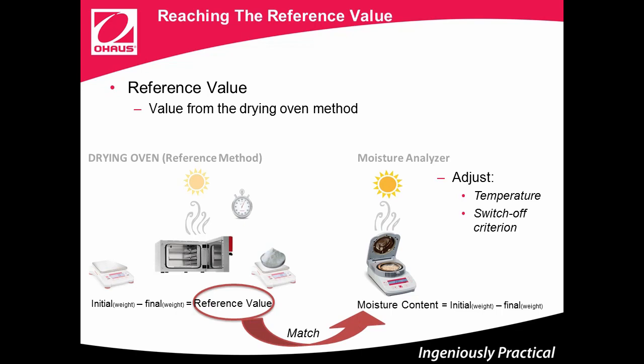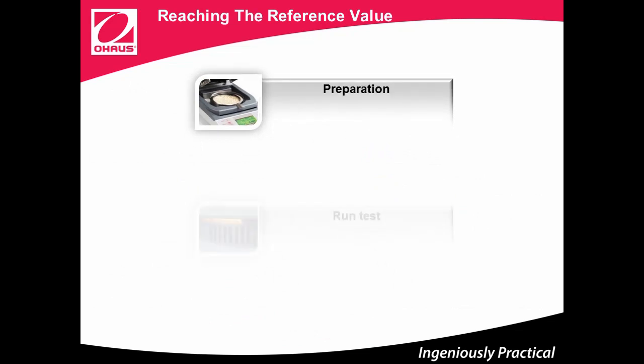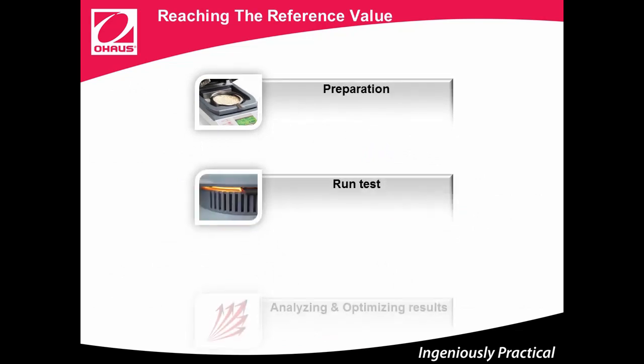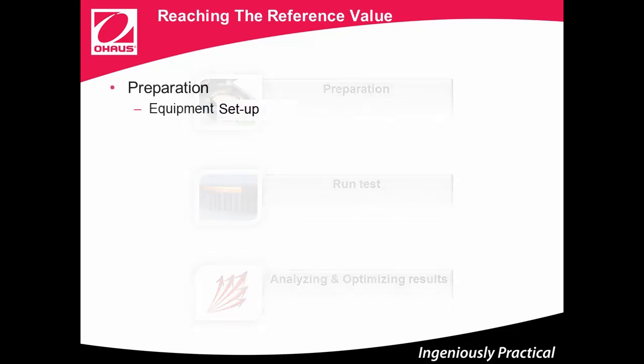After you have established a heating method for the sample in the moisture analyzer, you can continue using these to get results in a few minutes. There are 3 steps to reach the reference value. First, preparation. Second, run test. Third, analyzing and optimizing results.